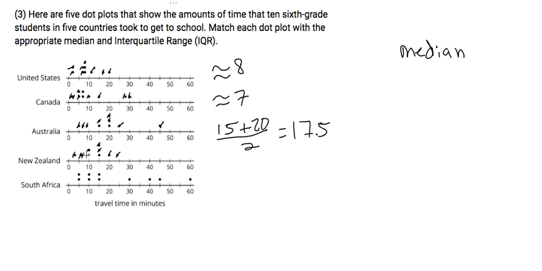And same thing goes for this one here. We have about 10 and 15. If we average those, we're going to get 12.5 as our median. And this one here, it looks like they both land right on 15, so our median for that one is going to be 15.